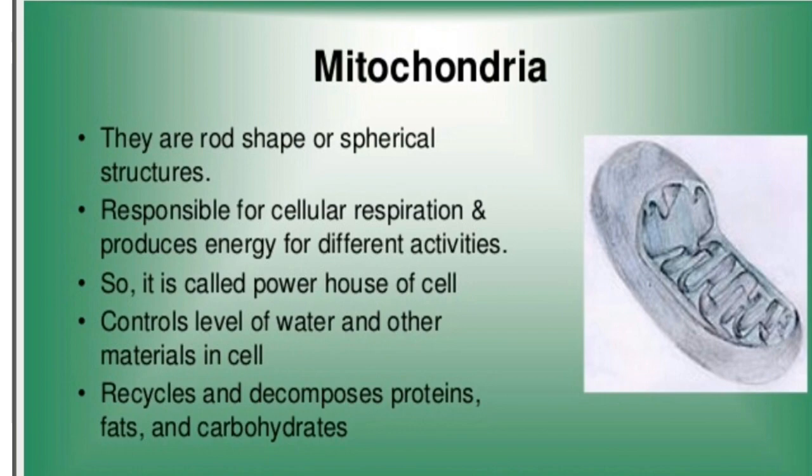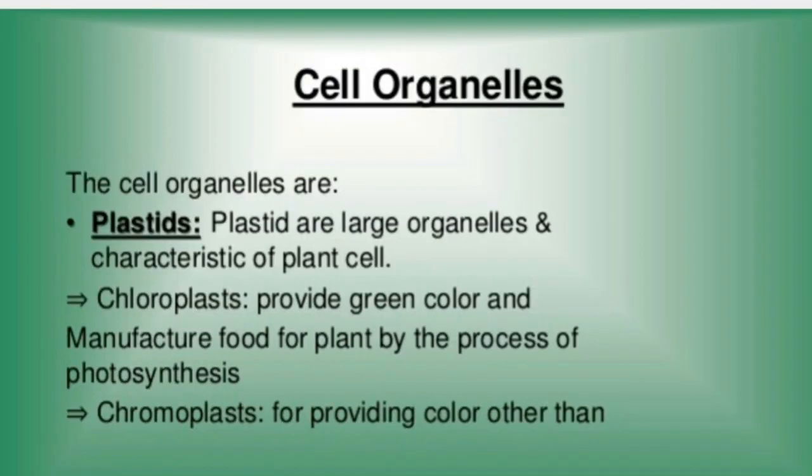These chloroplasts are essential for photosynthesis, to make food from raw material. So these are used for synthesizing proteins, fats and carbohydrates. Then there are the mitochondria, which are called the powerhouse of the cell. Mitochondria are responsible for cellular respiration and produce energy for different activities.